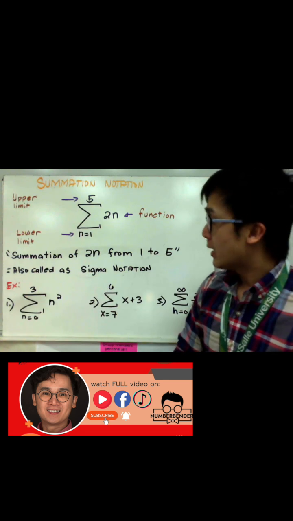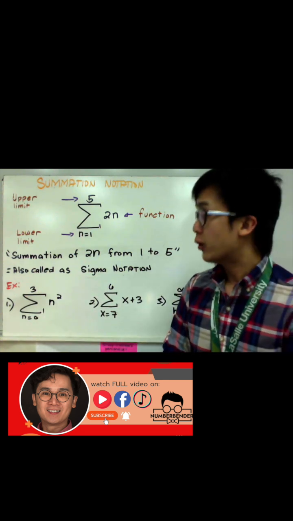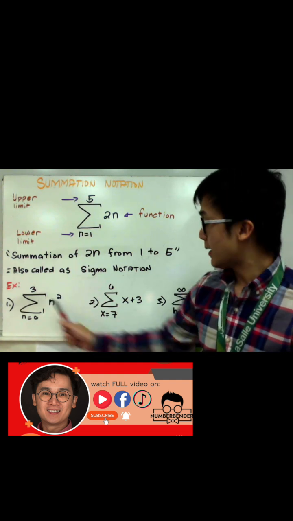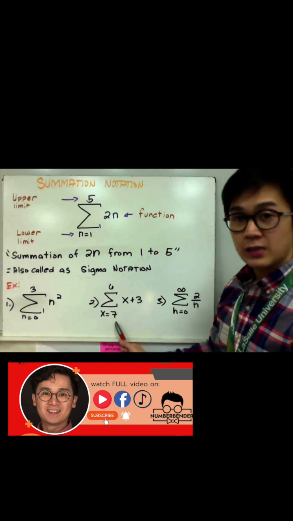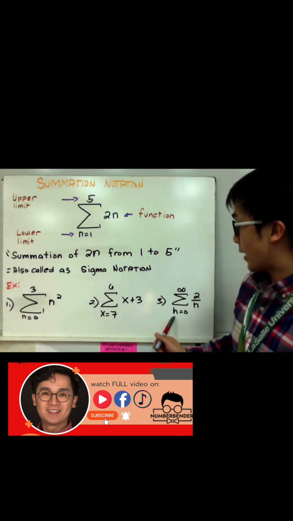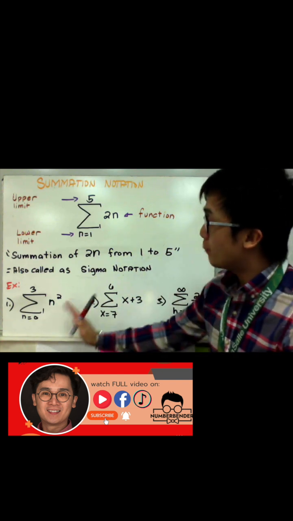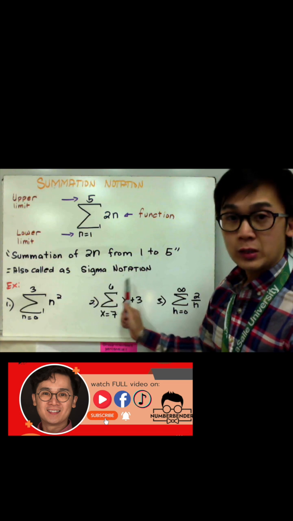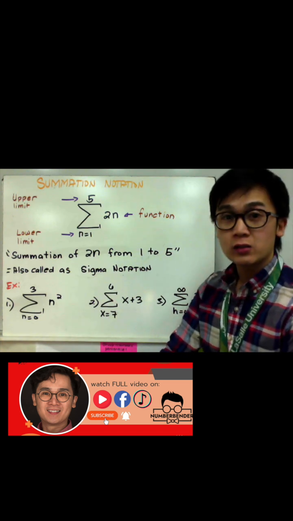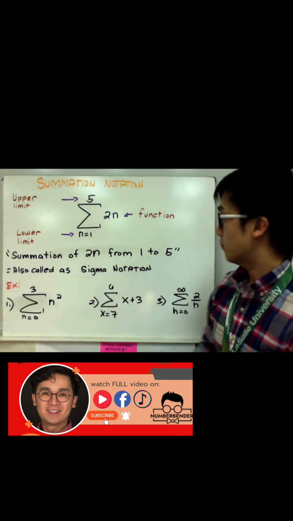Now, ito yung mga example ng sigma notation na makikita nyo sa word problems or sa mga problems natin today. Meron tayong summation of n squared from 0 to 3, summation of x plus 3 from 7 to 6, and summation of 2 over h from h equal to 0 to the positive infinity. Now, yan yung mga examples ng mga tinatawag na sigma notation, and for today, aalamin natin kung paano mag-evaluate or mag-solve ng mga notations or mga sigma notation tulad nito.